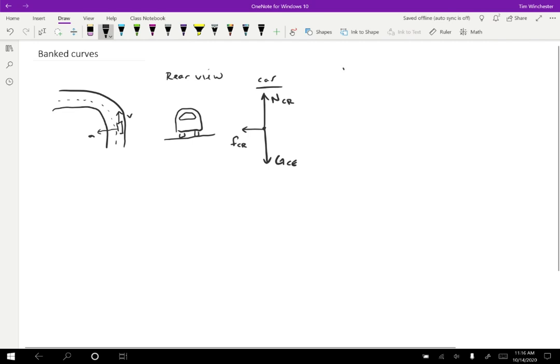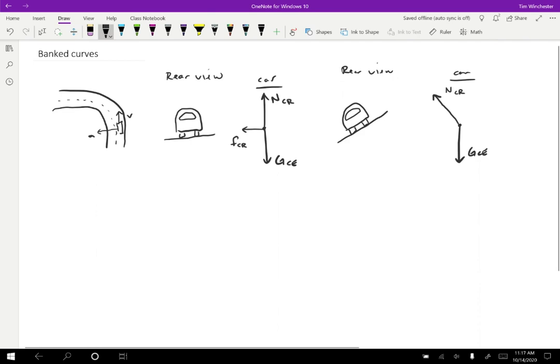And so if I draw a rear view for this, essentially what you do is you slope the road a little bit so that then when the car is on the road like this, well, a free body diagram for the car is going to have the gravitational force still the same, but now the normal force is going to be up and to the left. So normal force on the car by the road. And this time you may not need any friction.